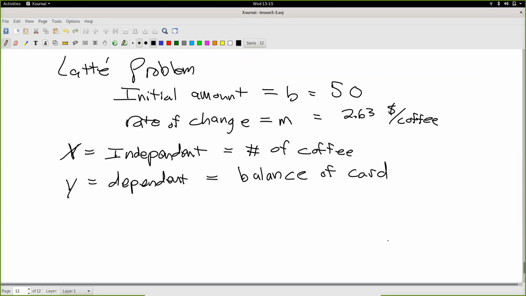Is it dependent because that starting thing does not change? No, the starting thing definitely changed, right? We start at 50, but then I start buying coffees and all of a sudden I have less than 50 bucks on my card. Okay, so the balance on the card is what changes. Yeah, that's what changes. The balance depends on how many coffees I bought. That's why it's the dependent. I have to think about those hard to keep them straight. So the balance depends on the number of coffees.